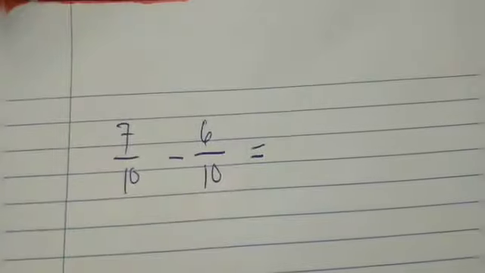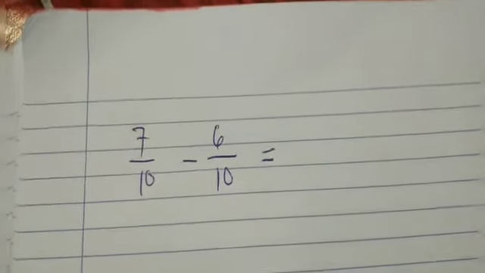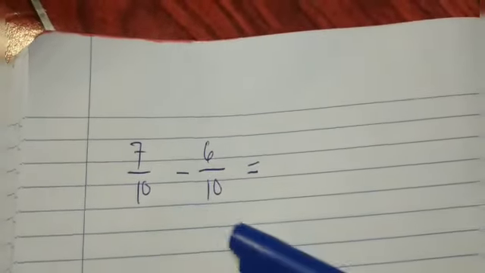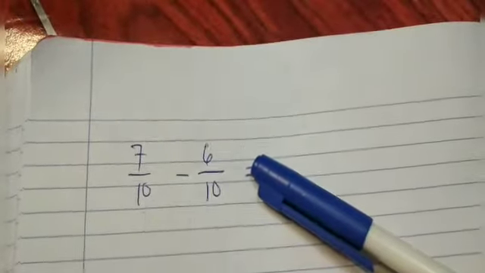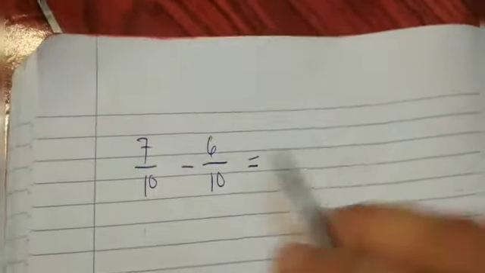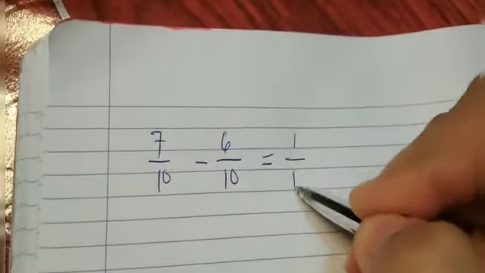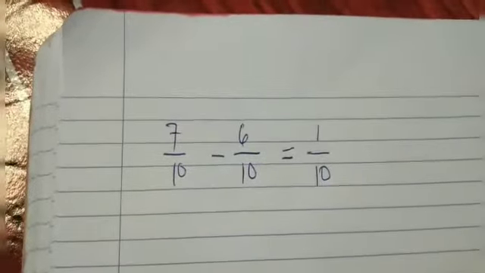So the same rule applies when we are subtracting similar and dissimilar fractions. Like the given one, we have like or similar fractions. Now all you have to do is to subtract the numerators and copy the denominator. So it's going to be 7 minus 6 is 1, then copy the denominator. The answer will be 1 over 10.